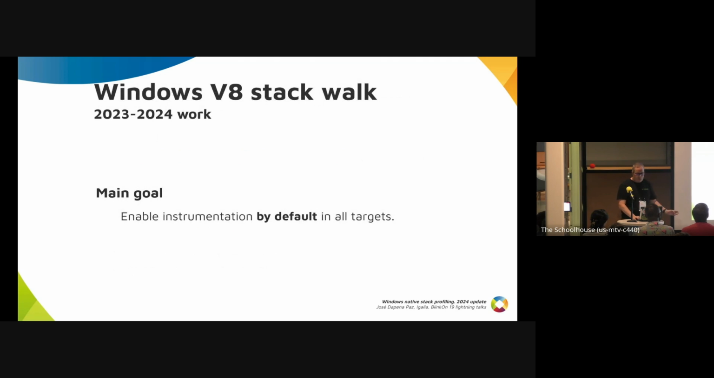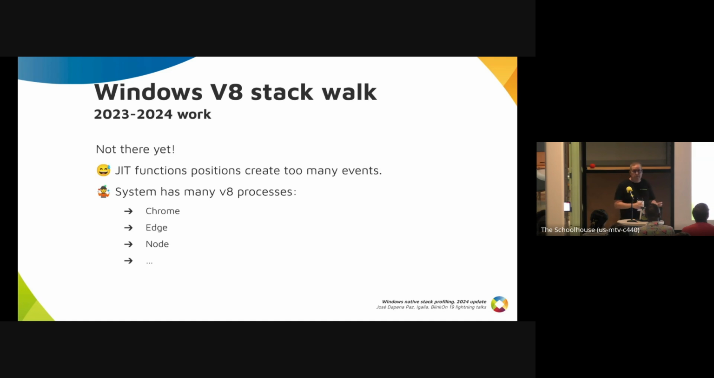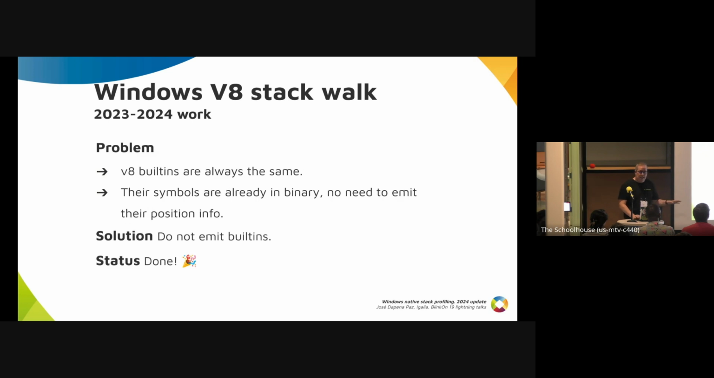Okay, what we've been doing: we try to enable instrumentation by default in all targets, but we are not there yet because JIT generation, or the information generation, is heavy. On one side, we were generating the information for the built-ins. The built-ins were already compiled and were already in the debugging symbols of Chrome. So we didn't need to generate that. So now that's gone, that's fixed.